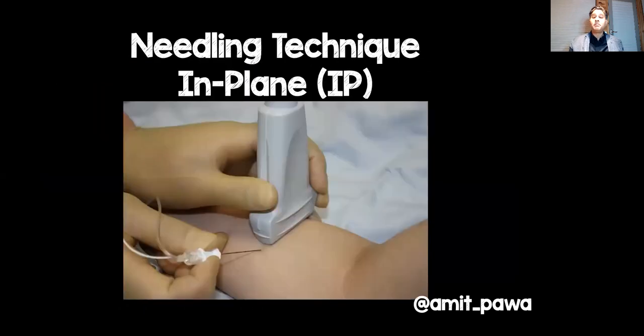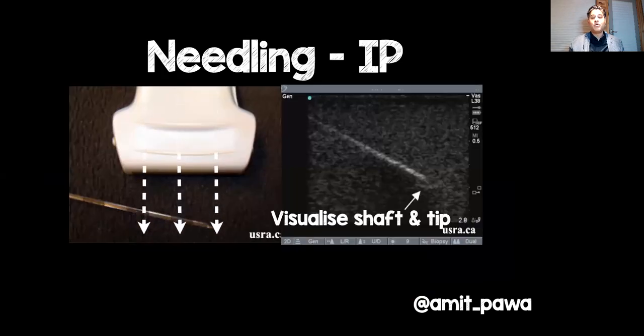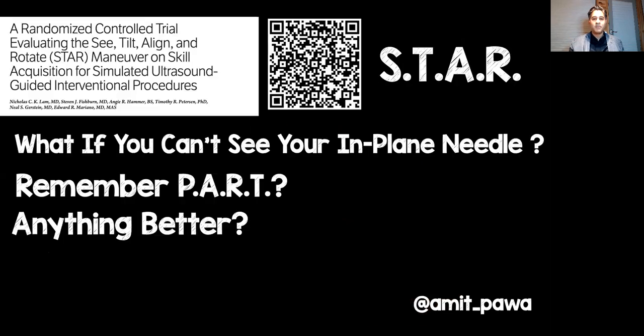What about needling in plane? I've got to say, this is my preferred technique for many blocks. Needling in plane, it's all great. You've got a lovely view of the shaft and the tip, but it's not quite as easy as that, because sometimes it looks like you might be in plane, but actually if you look from above or from below, it may be that you've slightly veered off the central part of the ultrasound beam. Of course, that ultrasound beam is super narrow, about the width of a credit card. So it's really important that you line yourself up so that you're truly in the middle of that beam.